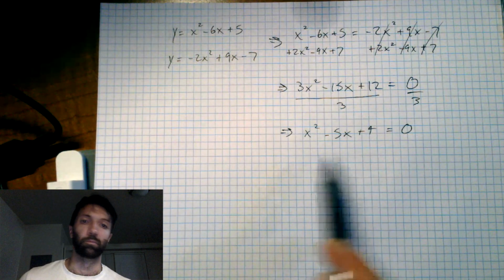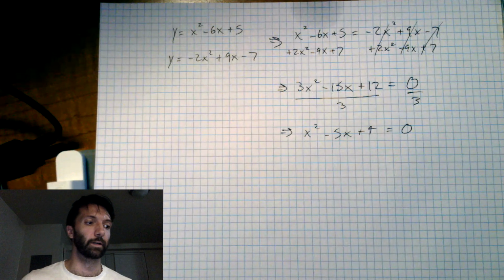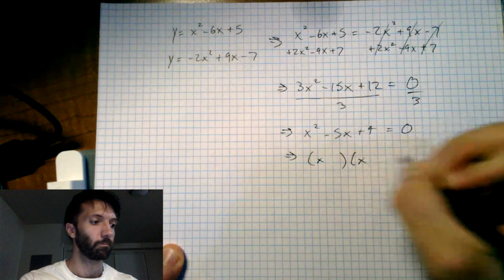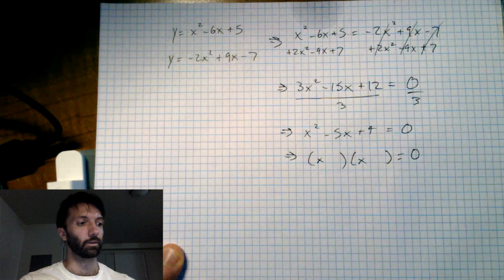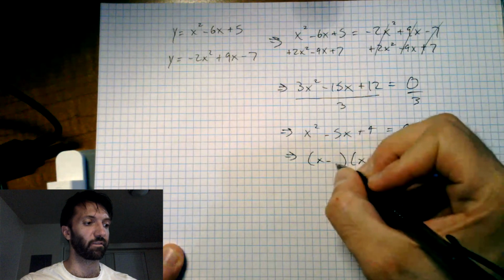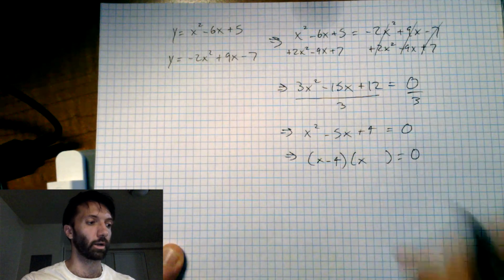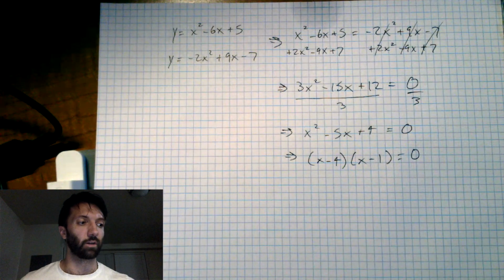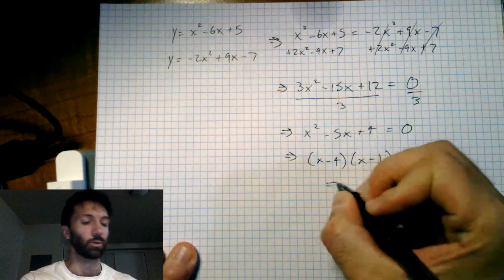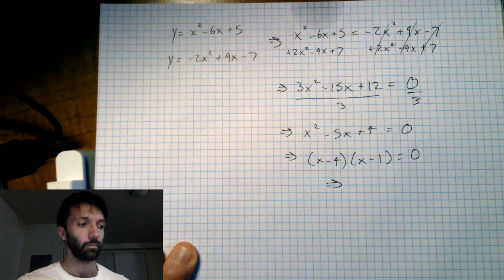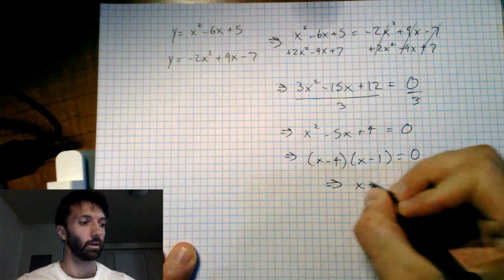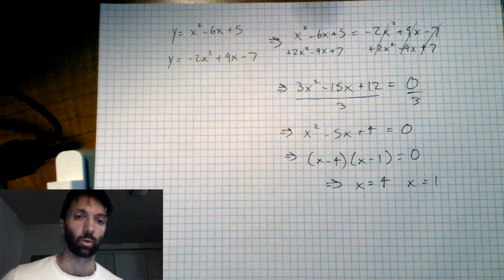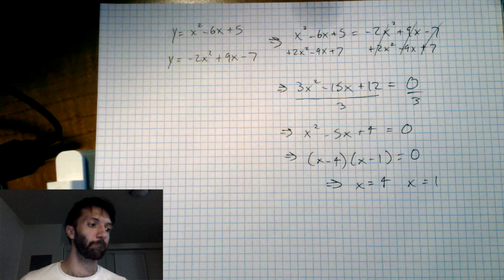And now I can simply factor this trinomial here. So this factors into the quantity x minus 4 times the quantity x minus 1. Now I can solve this equation, and we see, using the zero product property, that x is going to equal positive 4, or x could equal positive 1. So this is where the two solutions come into play here.